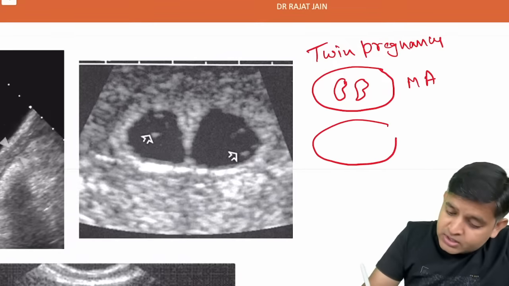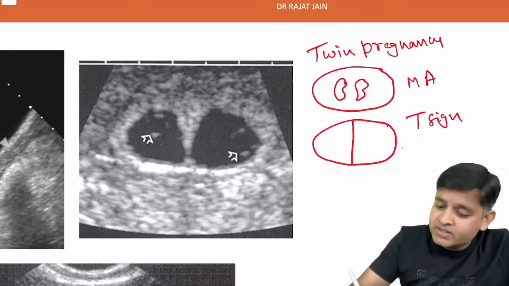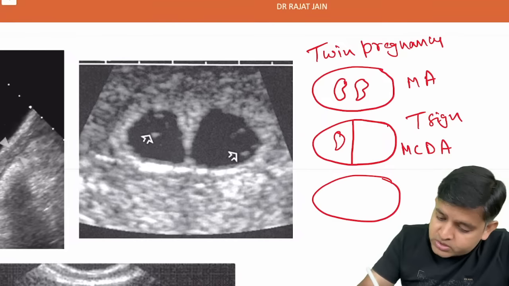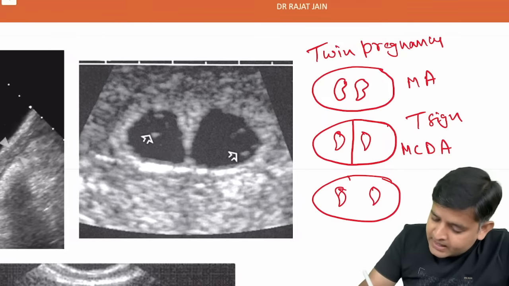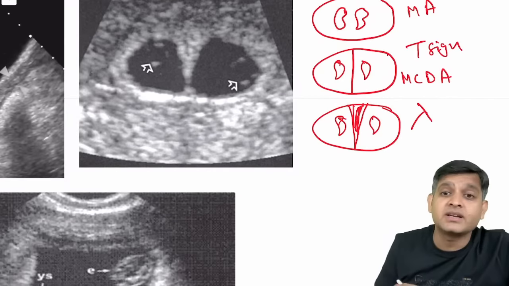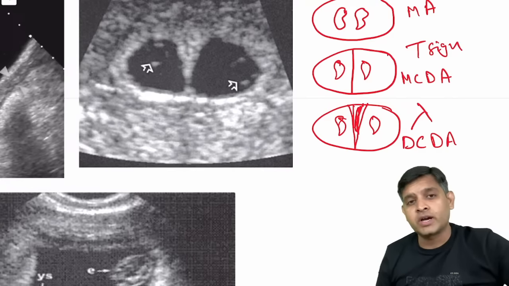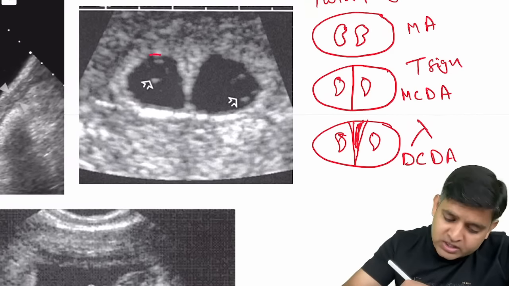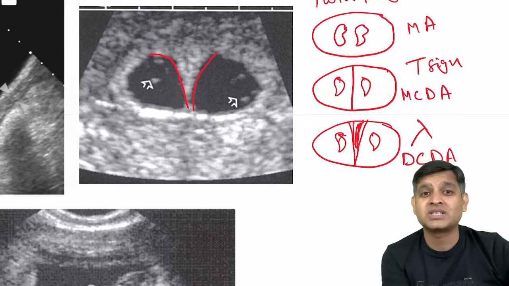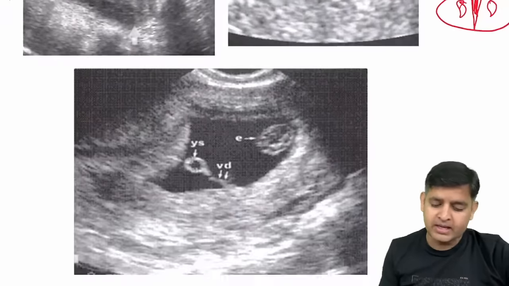You can see the two embryos separated by a thin line, and this is called the T sign, which is seen in monochorionic diamniotic pregnancy. Or you can see two embryos separated by thick chorion as well as amnion, which sign is called a lambda sign, and this is seen in dichorionic diamniotic pregnancy. So what do you see here? When you see a thick membrane or a thick structure, it is a lambda sign. So this is a dichorionic diamniotic pregnancy.